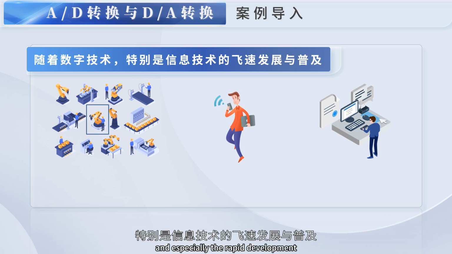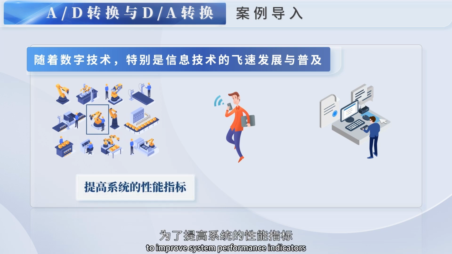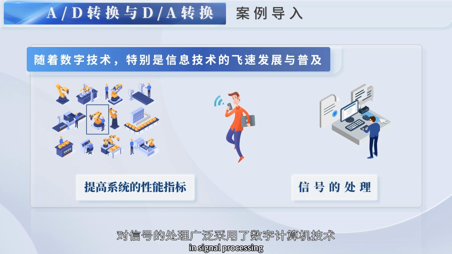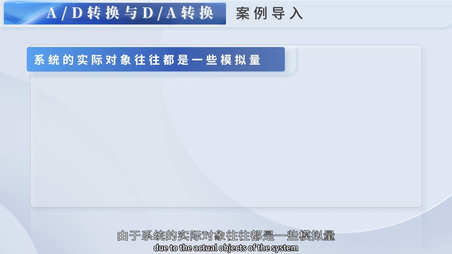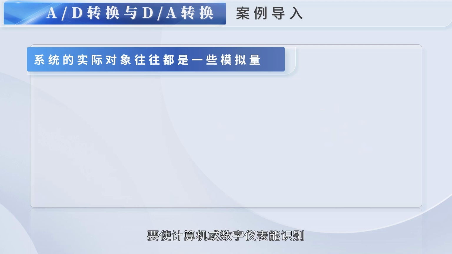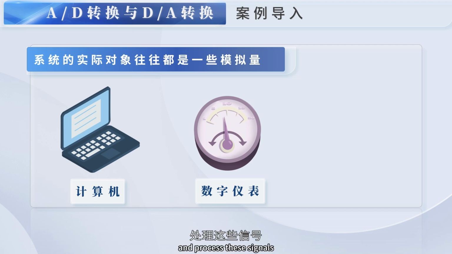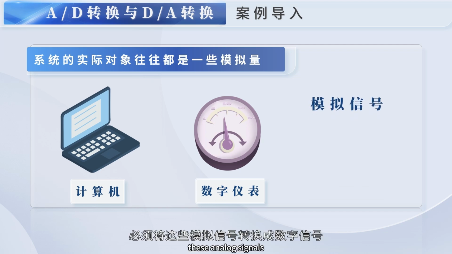With the rapid development and popularization of information technology in modern control, communication, detection, and other fields, digital computer technology is widely used in signal processing to improve system performance indicators. Since the actual objects of a system are often analog quantities, such as temperature, pressure, and sound, for computers or digital instruments to recognize and process these signals, they must be converted into digital signals.